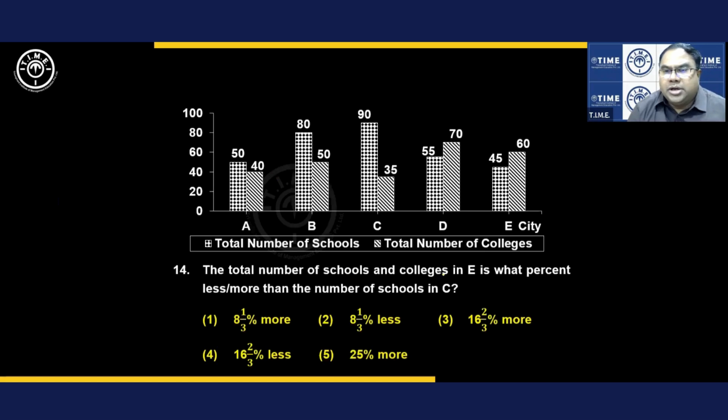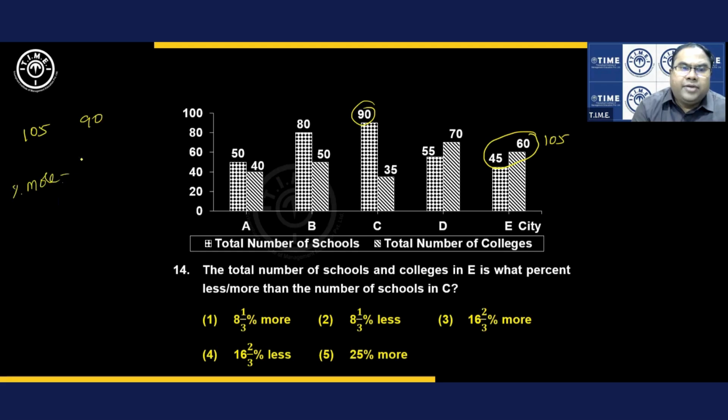Total number of schools and colleges in E. So total number of schools and colleges in E is 105. What percentage less or more than schools in C? Schools in C is 90. 105 is clearly more than 90. Percentage more. Difference 15. Opposite of more is the lesser value, 90 into 100. So it is 1 upon 6. 16 2 by 3% more. 16 2 by 3% more is present in choice 3.